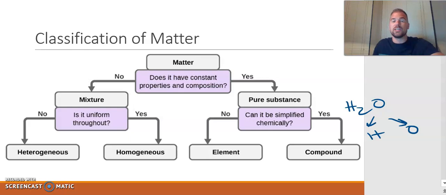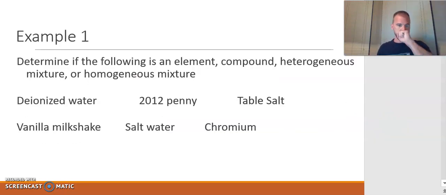But ask yourself, is it uniform throughout? If it is uniform throughout, like salt water is, you've reached a homogeneous mixture. If it's not the same throughout, you've reached a heterogeneous mixture. So with that being said, let's take a look at some examples.